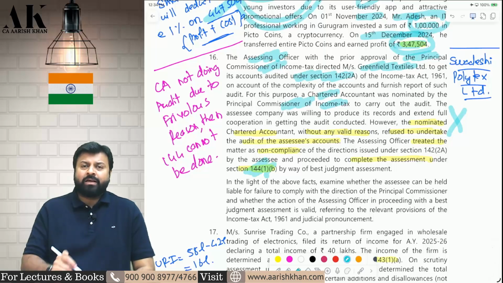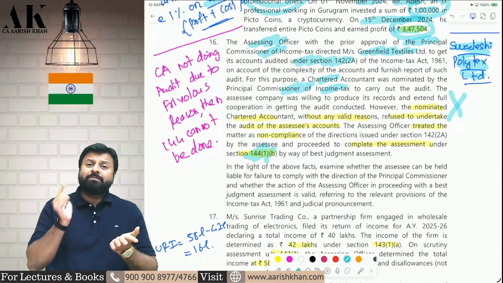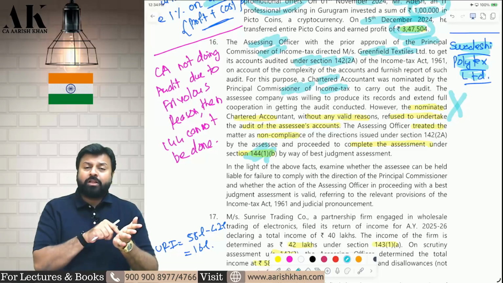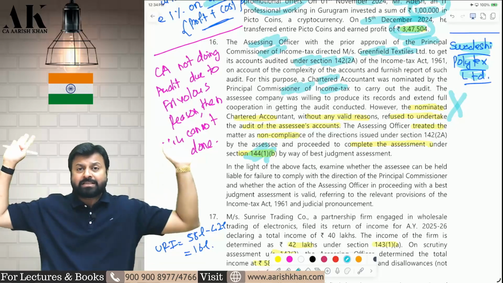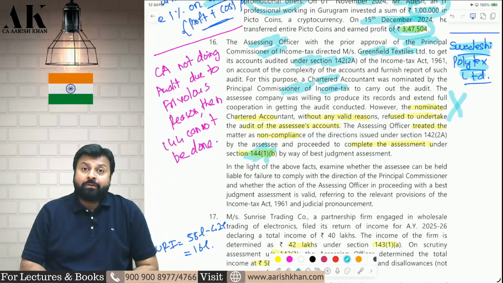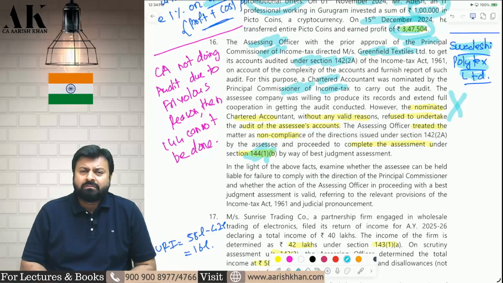Now the question which came in front of the Supreme Court in the case of Swadeshi Polytechs Limited was whether 144 can be imposed on the assessee if the Chartered Accountant is not doing the audit. There is no mistake of the assessee. The assessee is completely cooperating, but the CA is not doing the audit for any frivolous reason. Frivolous means any hopeless reason. There is no reason. Can the assessing officer impose 144? The Supreme Court said no.